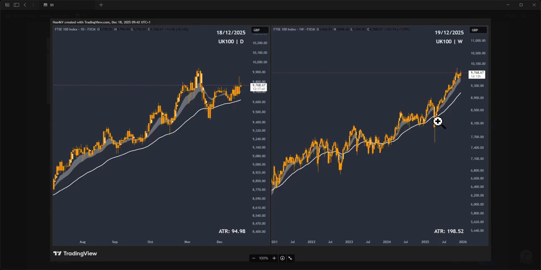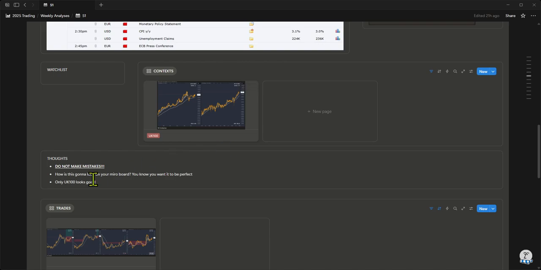So UK 100, beautiful momentum cycle on the weekly. On the daily, we had a momentum cycle that flushed out and has built itself back up. Looking pretty good here, breaking higher. So if there's momentum in the market, I think I should definitely be taking that.